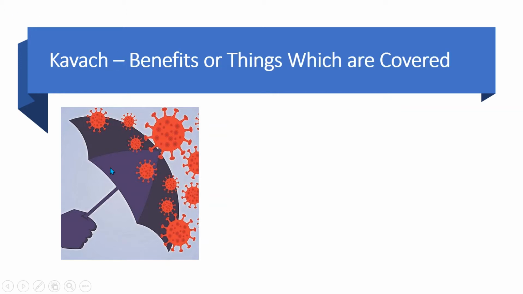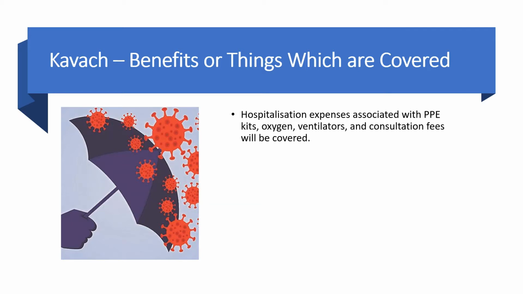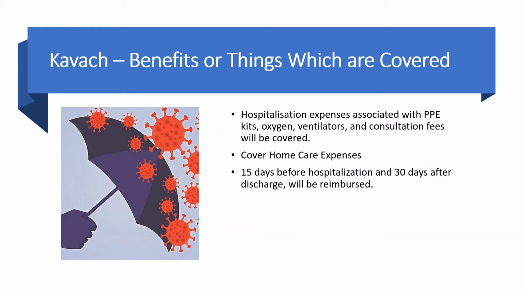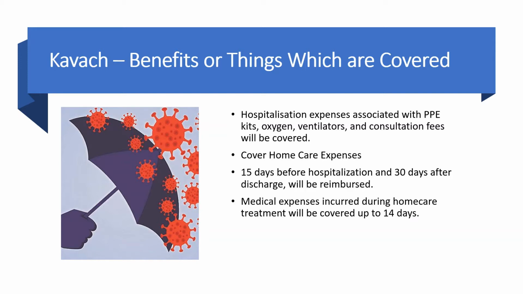So now we'll talk more about the benefits of the Kavach policy. This policy has a few striking differences from our standard medical policy. In this policy, hospitalization expenses like PPE kit, oxygen, ventilator, and consultation fees will be covered. This policy covers home care and expenses which a normal medical policy does not cover. Also, 15 days pre and 30 days post hospitalization is covered. This covers Ayush treatment. Also, ambulance cover is considered in this policy.